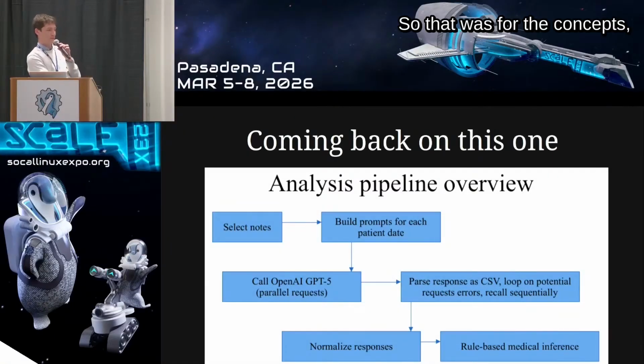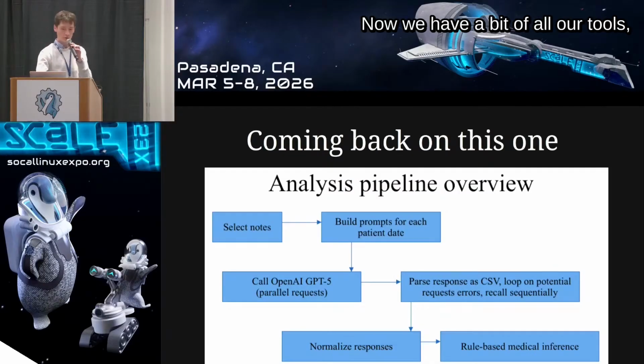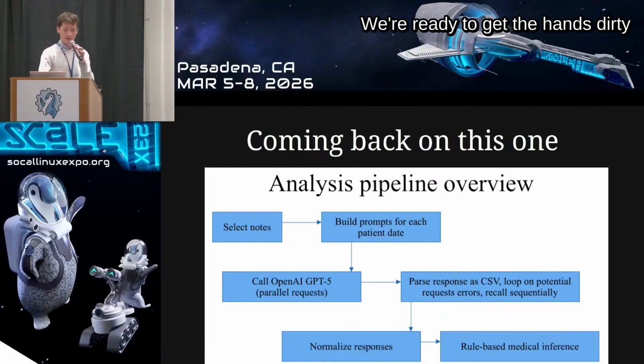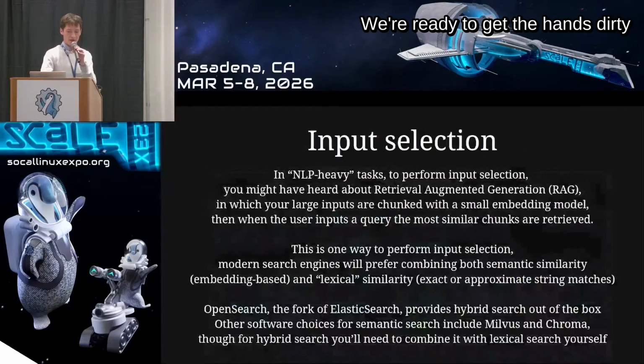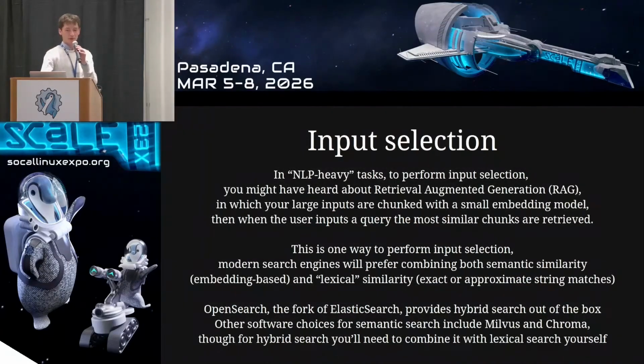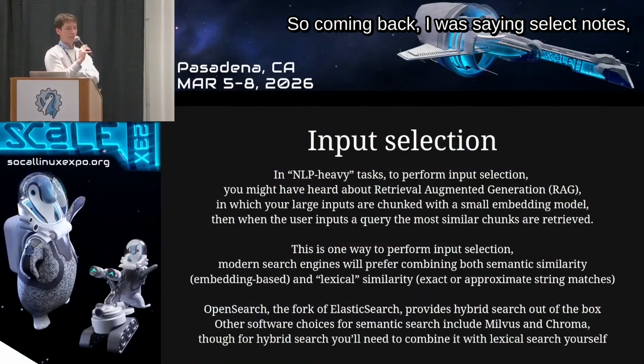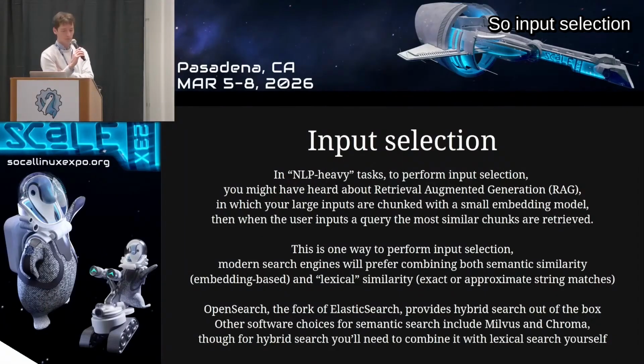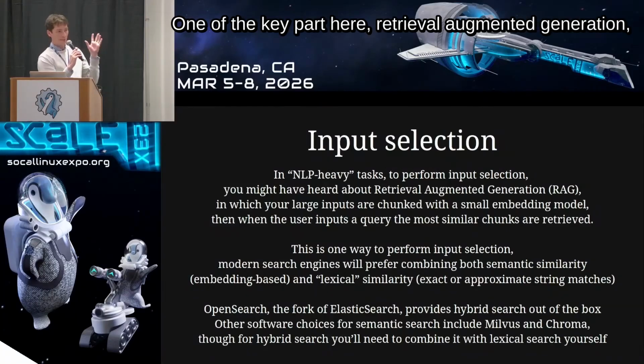So that was for the concepts. Now we have a bit of all our tools. We're ready to get the hands dirty. So coming back, I was saying select nodes. So input selection. One of the key parts here is retrieval augmented generation.